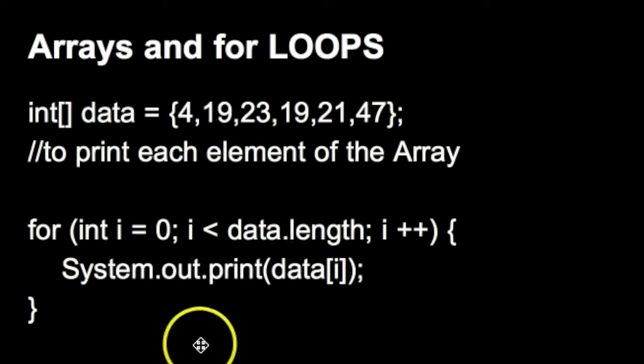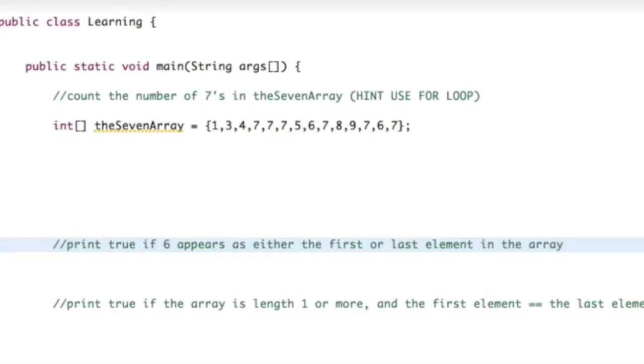So what we're going to do now is take a look at a couple practice problems that are going to be beneficial in understanding for loops and arrays. What I did here is I created 3 problems that'll hopefully test your knowledge on for loops and arrays and how they work together. Again, I advise you to pause the video and try to figure these out on your own, but the first one says, count the number of 7s in the 7 array.